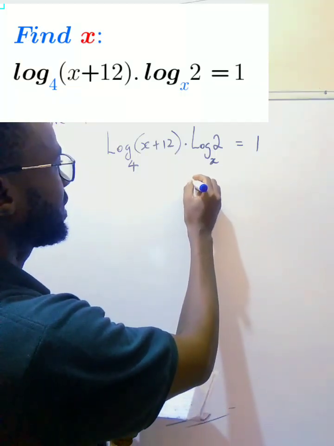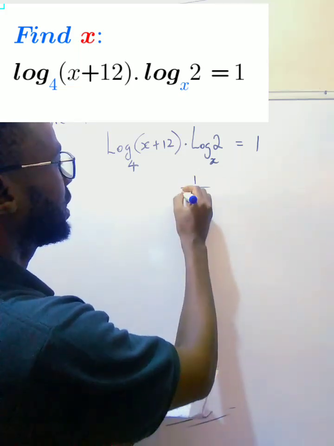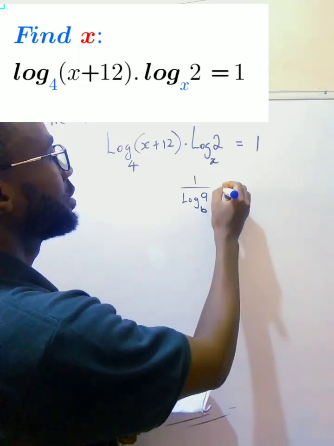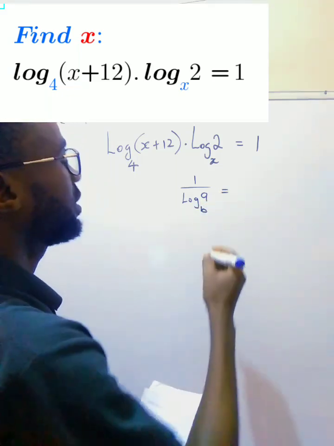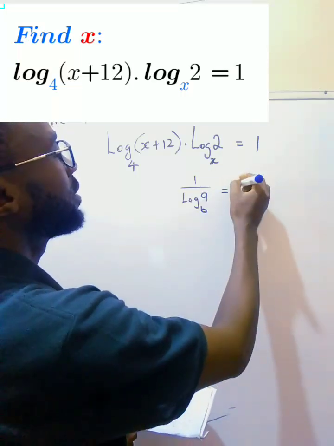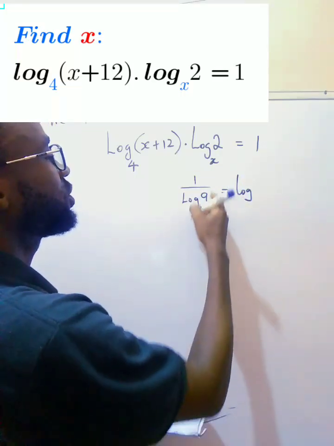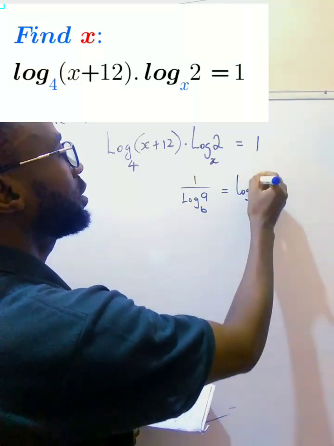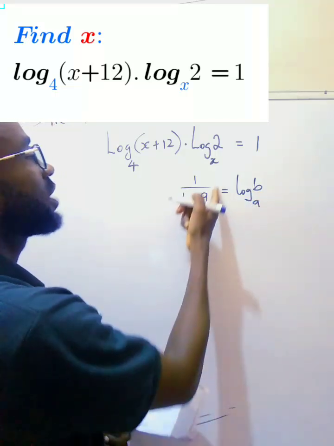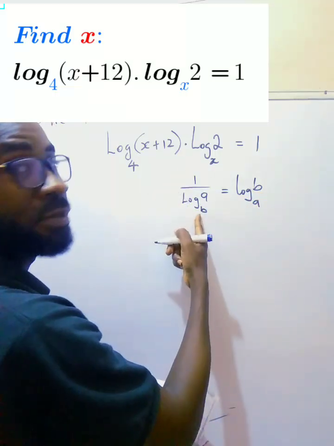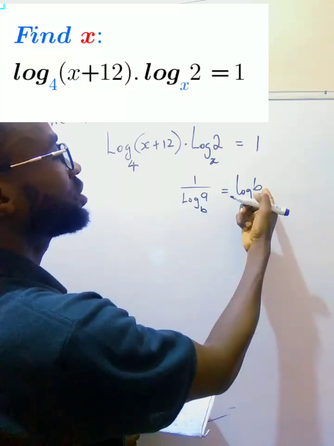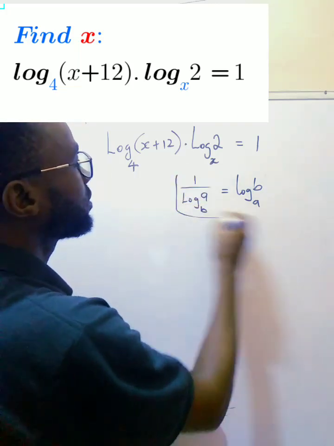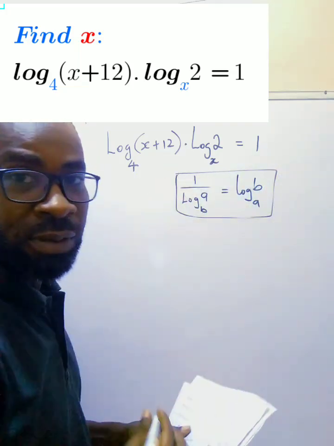There is an identity that says that 1 over log a base b is the same thing as, this is the inverse, so it's the same thing as when you switch the position of these two, log b base a. So anytime you have the inverse of a logarithm, it's the same thing as when you switch the antecedent and the base. That's what is happening here. So we are going to make use of this identity in solving this problem.